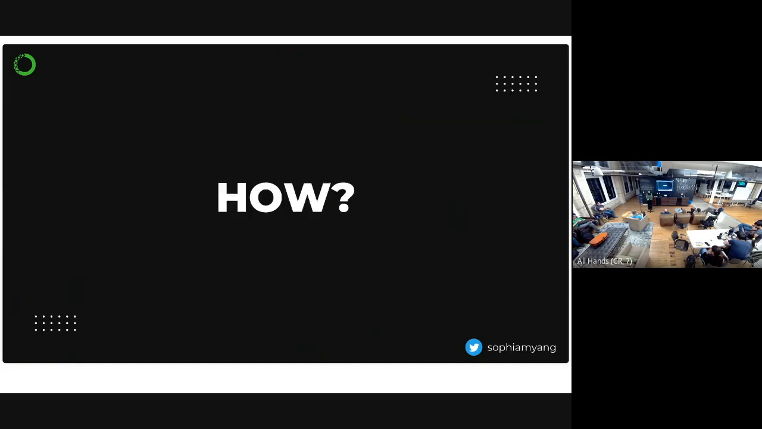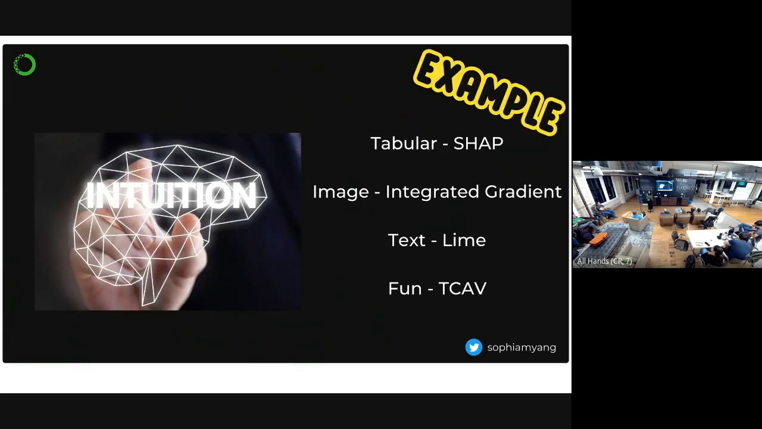Okay, now you might wonder, how do I actually do this? I'm going to go through 4 examples, just intuition, although there will be some math. Hopefully you don't mind. I'm going to look at the tabular data example with SHAP, the image data example with integrated gradient, the text data example with LIME, and a very interesting and fun example, which is my favorite, the TCAV method. Of course, SHAP, integrated gradient and LIME work for all types of data, not just the examples I'm showing here, but I just want to show one example to be simple.